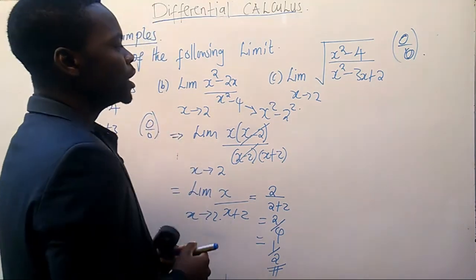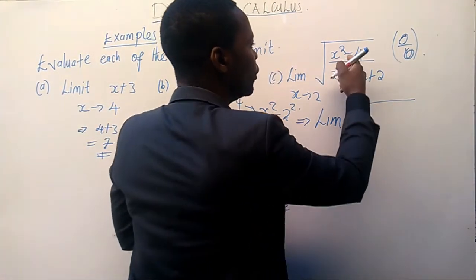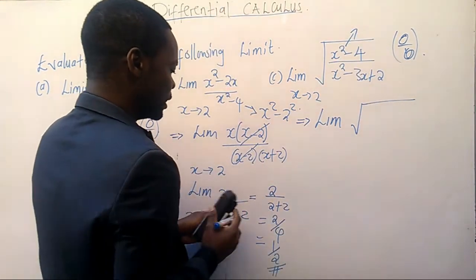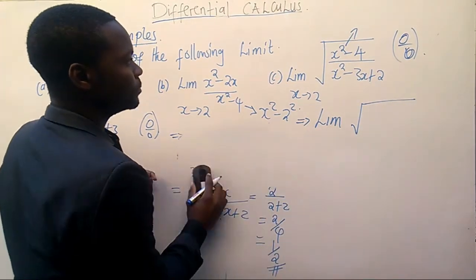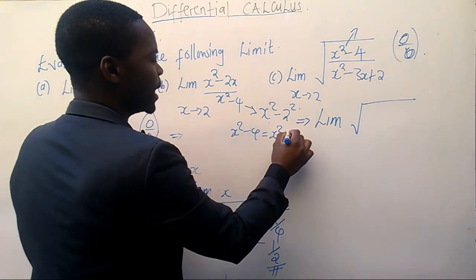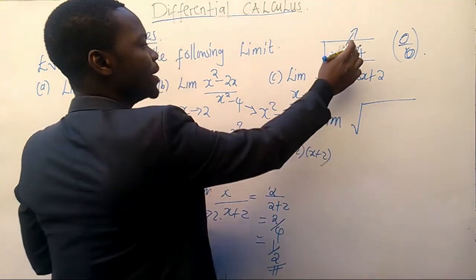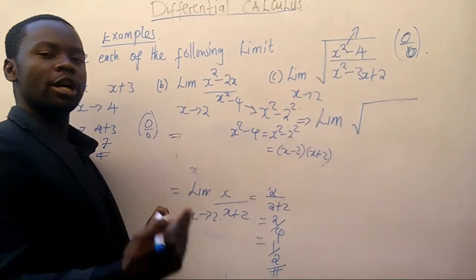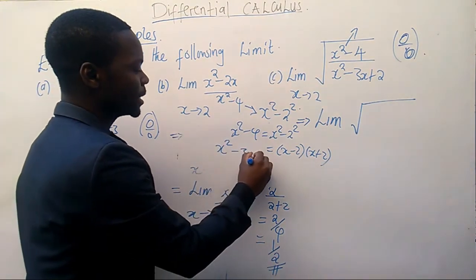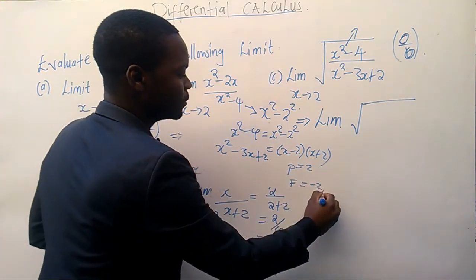Very simple there. So we are going to have the limit of, okay, this numerator is a difference of two squares. Let me first simplify it here. That is x squared minus 4, which is x squared minus 2 squared, which is x minus 2 times x plus 2. That is our numerator. Our denominator is actually a quadratic expression, x squared minus 3x plus 2, of which the product is 2. Our factors are negative 2 and negative 1.